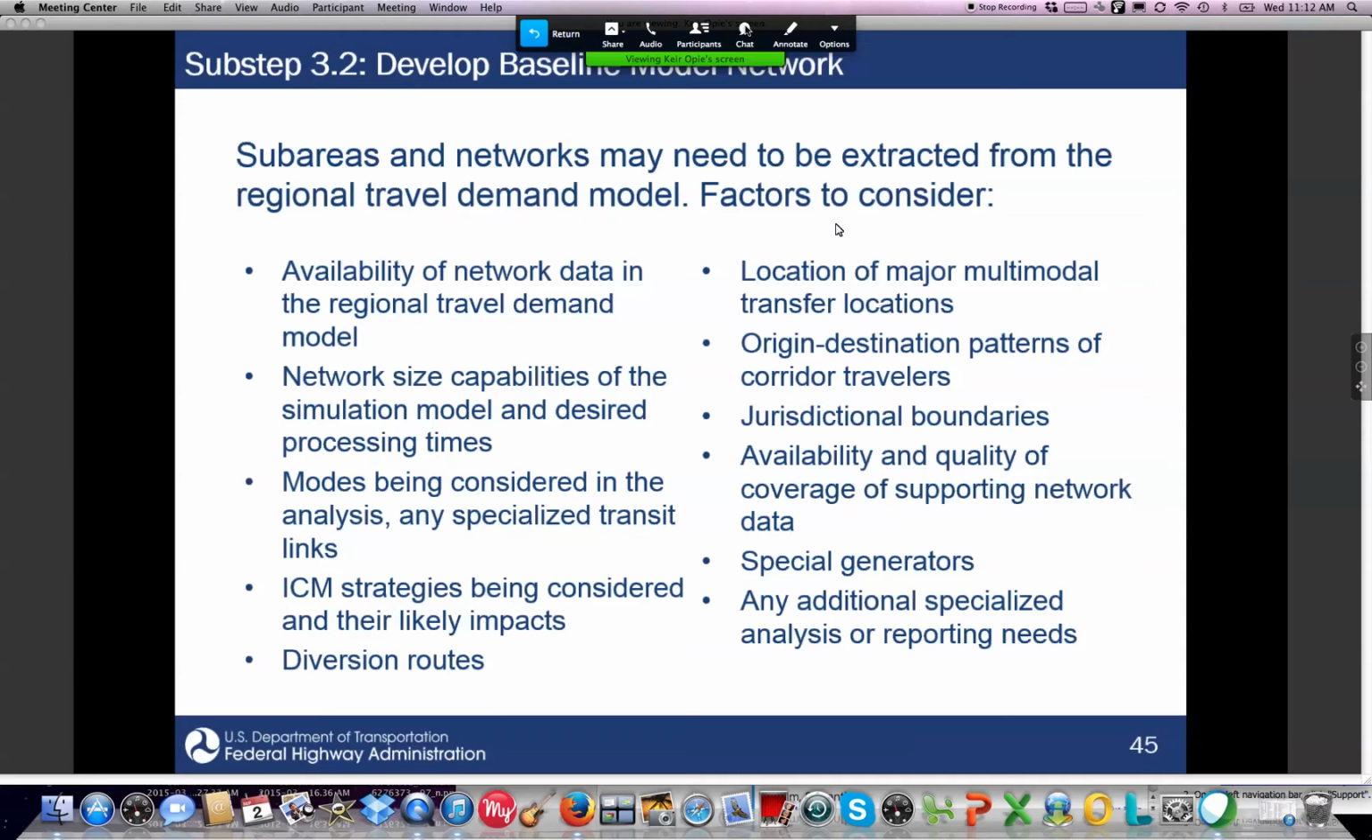We have to look at the different ICM strategies that we want to consider to make sure that we're developing a model of the right fidelity. We have to make sure we capture all those potential diversion routes, looking at multimodal transfer issues. We have to make sure we know the origin destination patterns of the trips. We're not modeling a vehicle on a freeway, we're modeling a trip. And for somebody to go from A to B, whether that's done by auto or by transit, we have to know those ODs in order to model that properly.